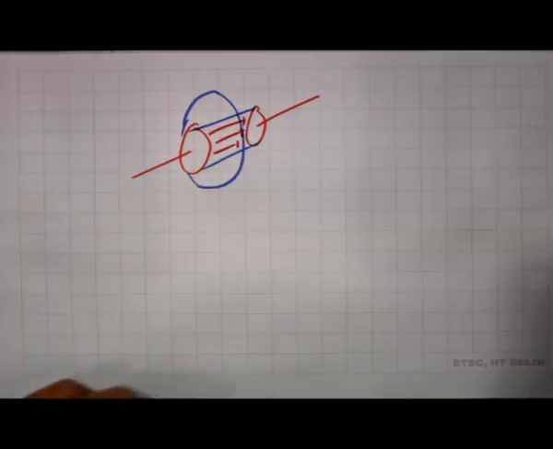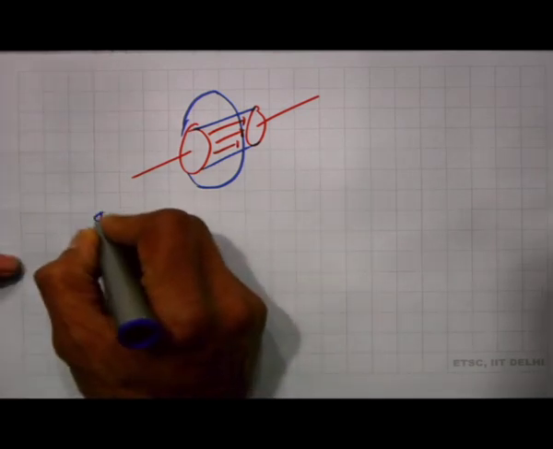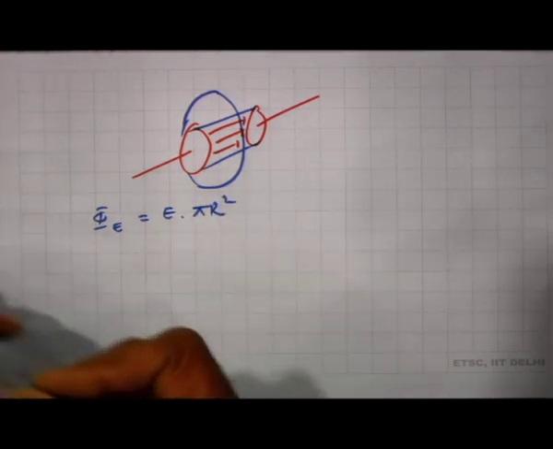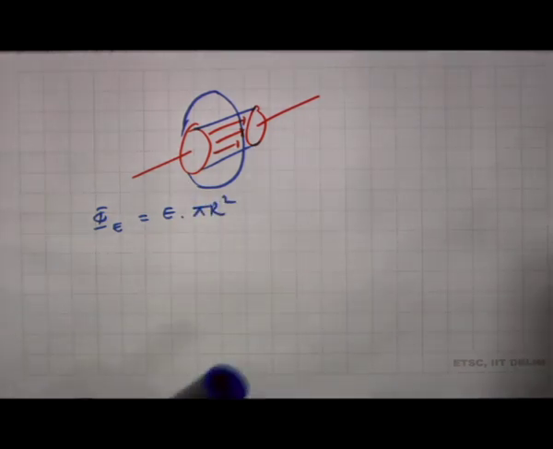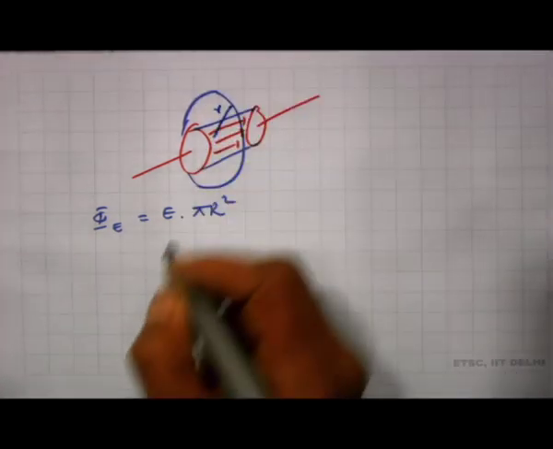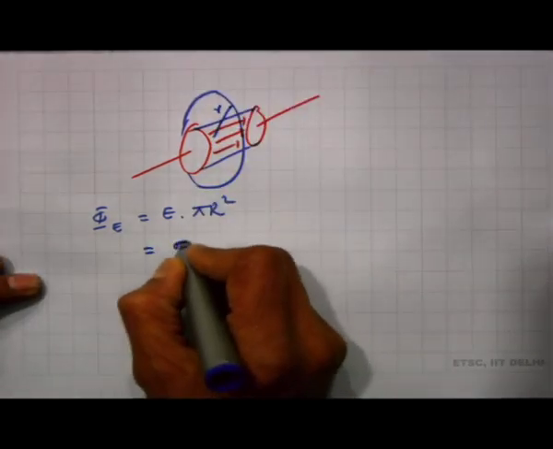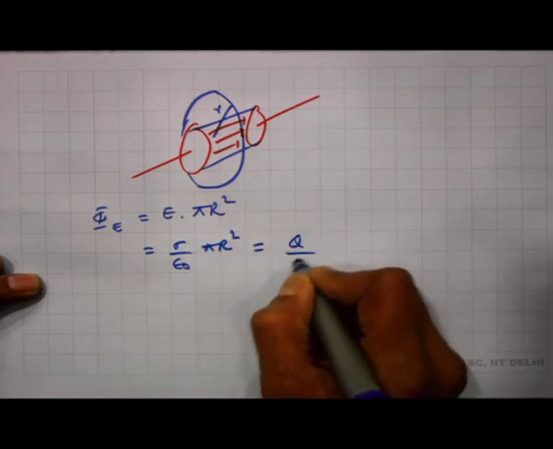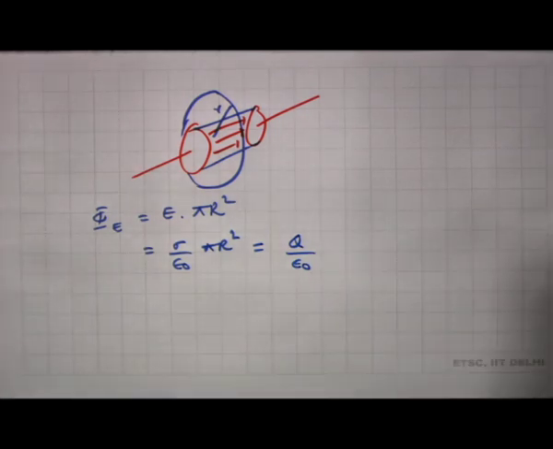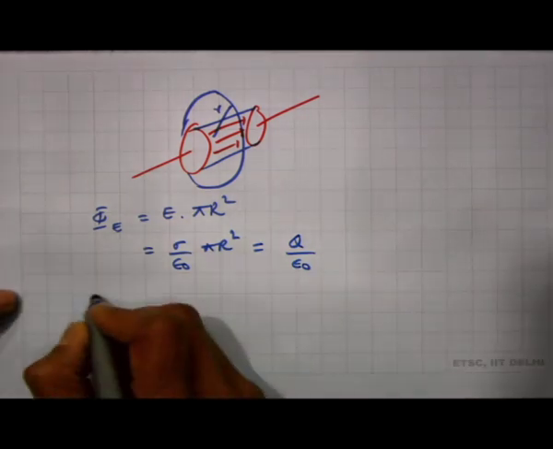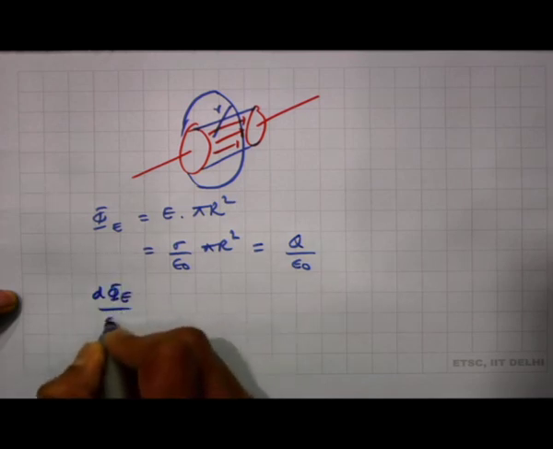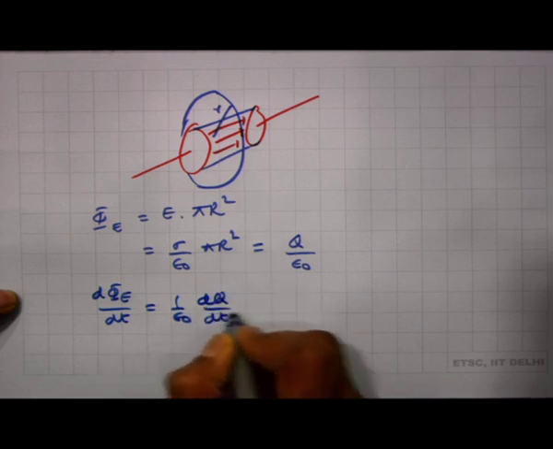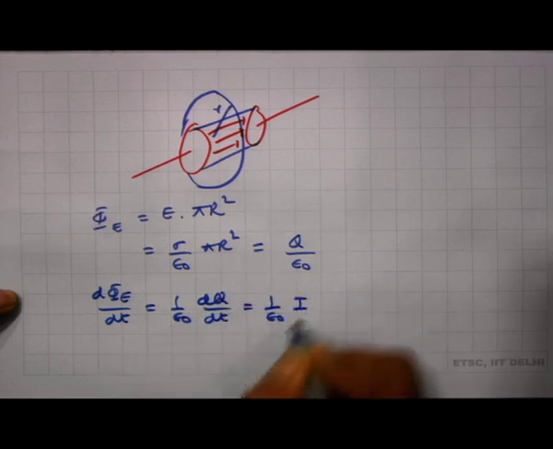So, the electric flux Φ_E is equal to E into πR². Although this radius is small r, there is only flux up to capital R. So, this is equal to σ by ε0 πR², which is equal to q by ε0, because πR² is the area of the plates, σ is the charge density, and so dΦ_E/dt is 1 by ε0 dq/dt, which is 1 by ε0 I.